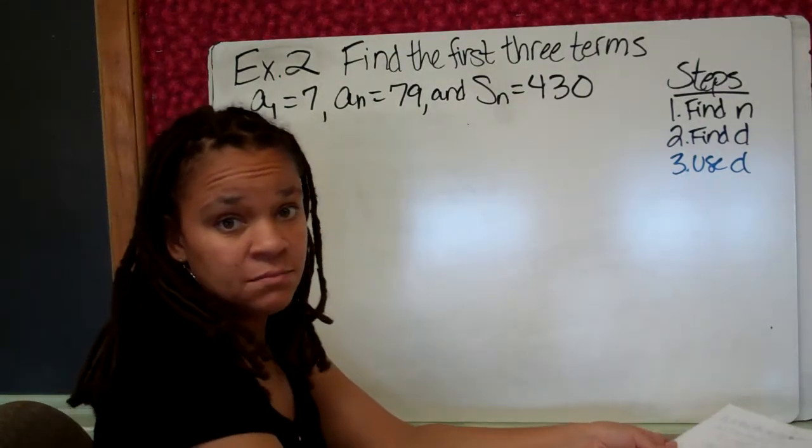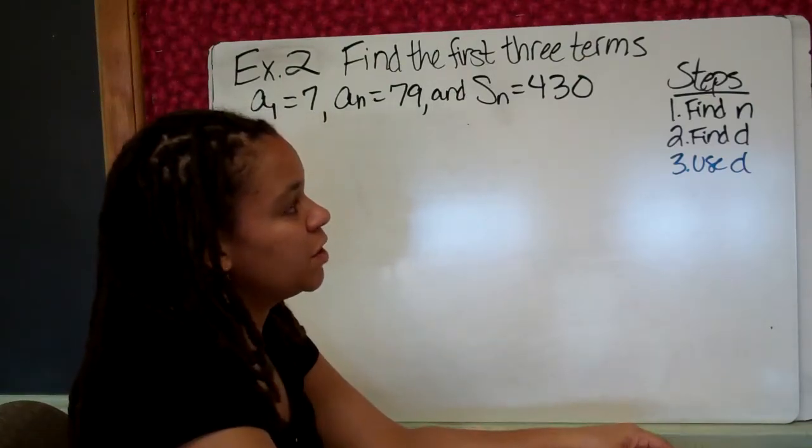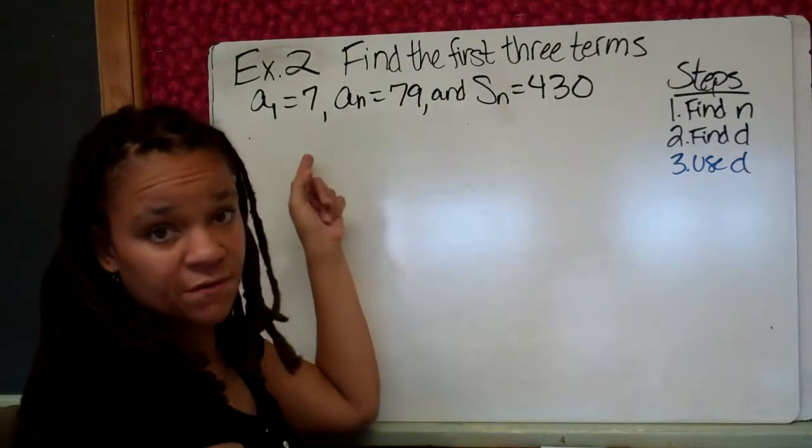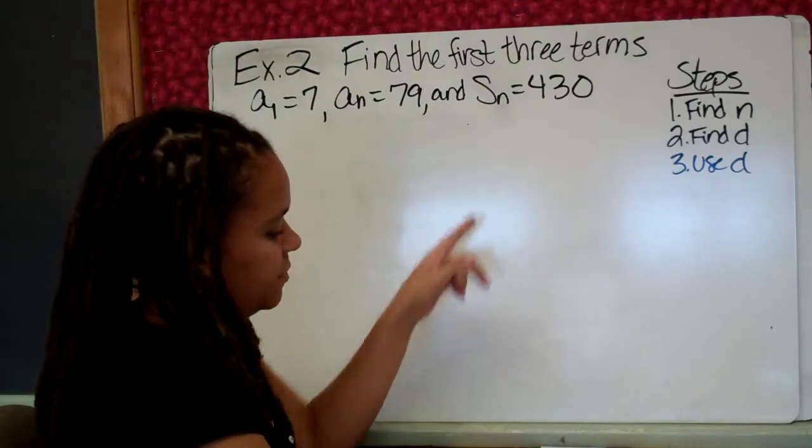Then we're going to find d. What are they changing by? What's being added each time? Then we're going to use d with the first term to be able to get the rest of the terms. So we have our information here.